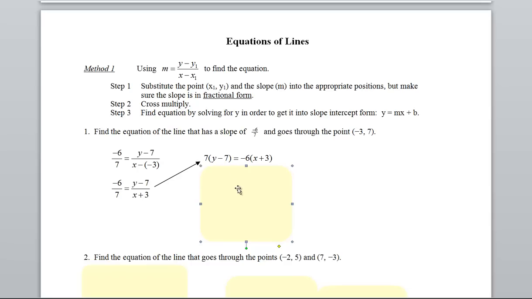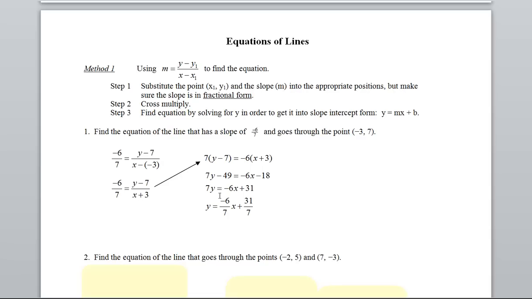Now if you can multiply it without doing this, that's up to you. But if this helps you get the problem right, then you do it. So distribute through the 7 and distribute through the negative 6. Oops, moved it too far. Please be careful of your signs. Now I'm going to be adding 49 and then divide by 7. And there's my equation of the line that goes through this point and has this slope.